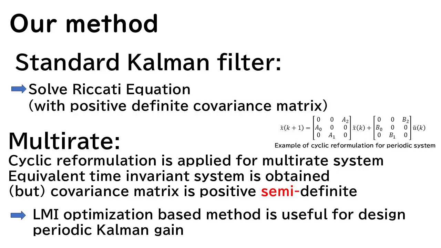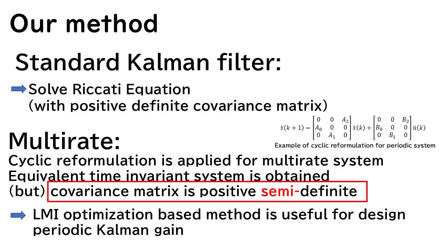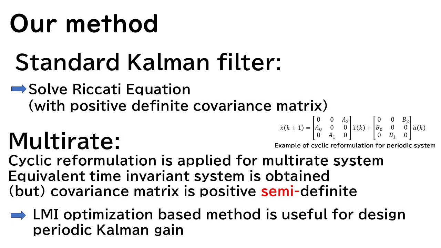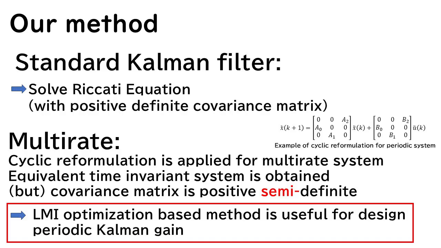By applying the Riccati equation to this system, the covariance matrix is positive semi-definite. In such a case, the Riccati equation is unsolvable because of the positive semi-definite covariance matrix. Therefore, in this case, the LMI optimization-based method is useful for designing the periodic Kalman gain.